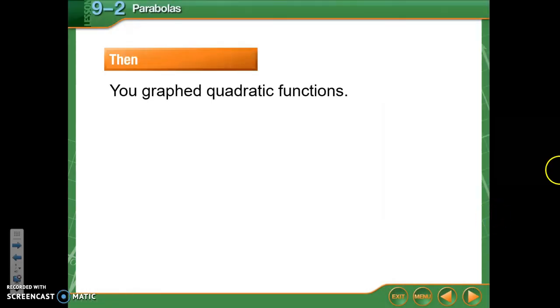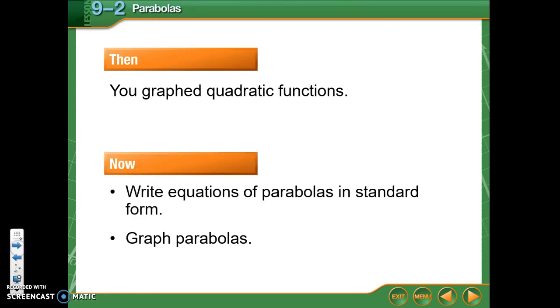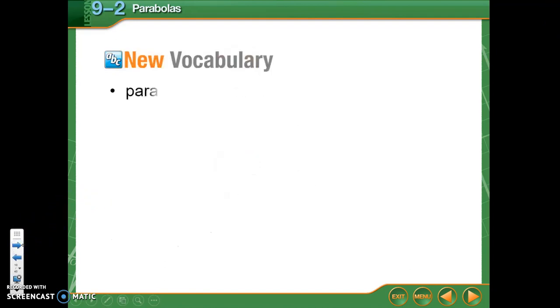All right, welcome to the second section of Chapter 9. Today we're going to talk about parabolas, and you might be thinking that we have already talked about parabolas this year, which we have, but we're going to delve a little bit more into the vertex form of parabolas and talk about parabolas that open vertically and horizontally, and some of the very specific vocabulary and characteristics of parabolas.